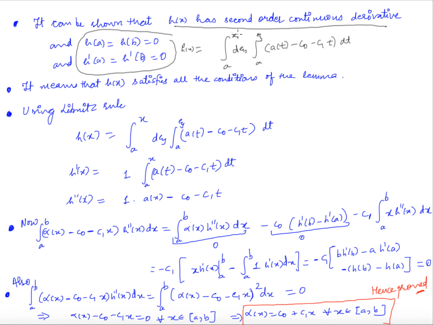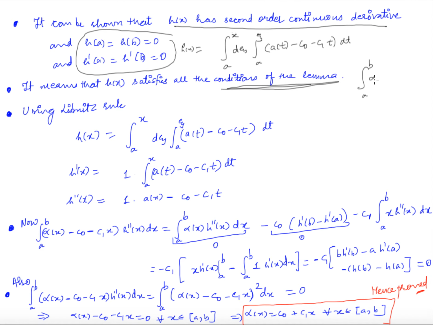Similarly, h'(a) you can compute by the Leibniz rule, and you can see that it is also 0, and similarly h'(b) you can compute by the Leibniz rule, and that is also 0 by the choice of a and b, c0 and c1. Okay. So it means that this particular h(x) satisfies all the conditions of the lemma. So the integral from a to b of alpha(x) h''(x) dx is equal to 0.